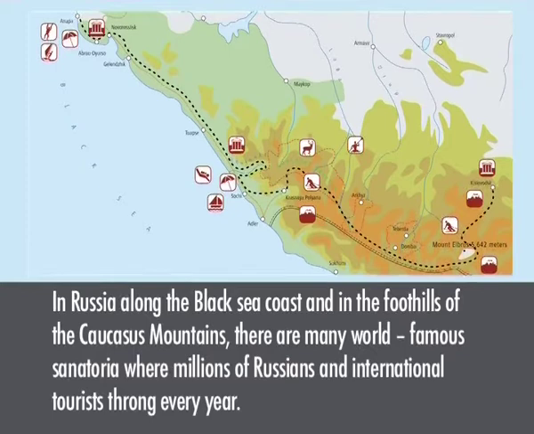In Russia, along the Black Sea coast and in the foothills of the Caucasus Mountains, there are many world-famous sanatoria where millions of Russians and international tourists throng every year.